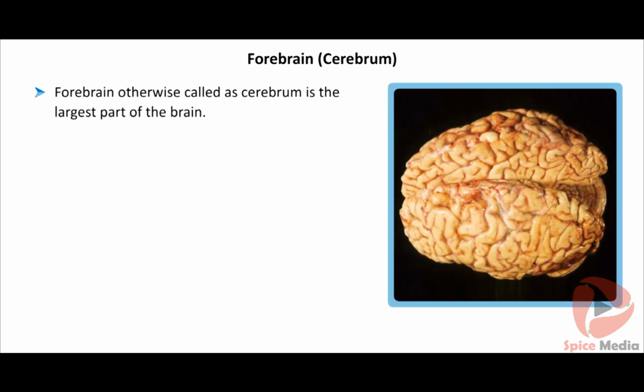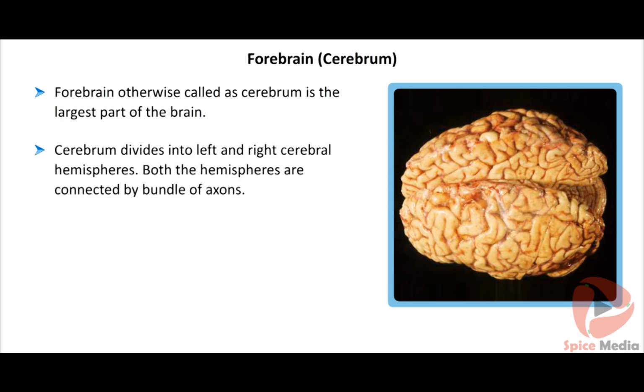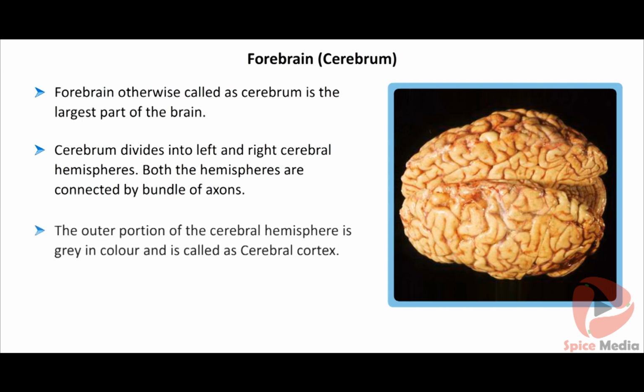Forebrain, otherwise called as cerebrum, is the largest part of the brain. The groove that runs in the middle of the cerebrum divides it into 2 cerebral hemispheres, namely left and right cerebral hemispheres. Both the hemispheres are connected by a bundle of axons. The outer portion of the cerebral hemisphere is grey in color and is called as cerebral cortex. There are several ridges called gyri and the grooves called sulci on the surface of the brain. They can accommodate more number of neurons and increases the surface area of the cortex.